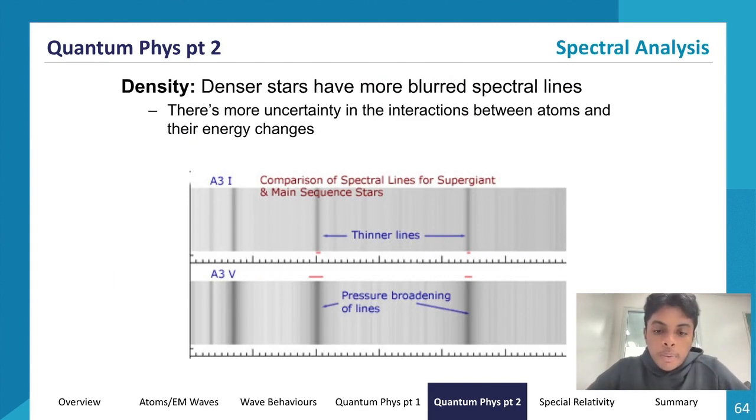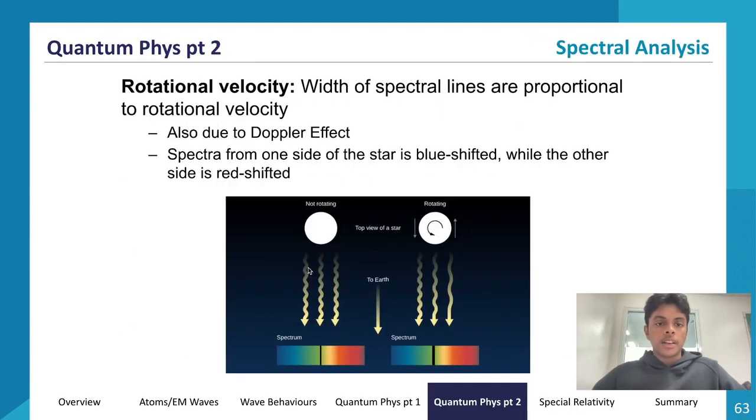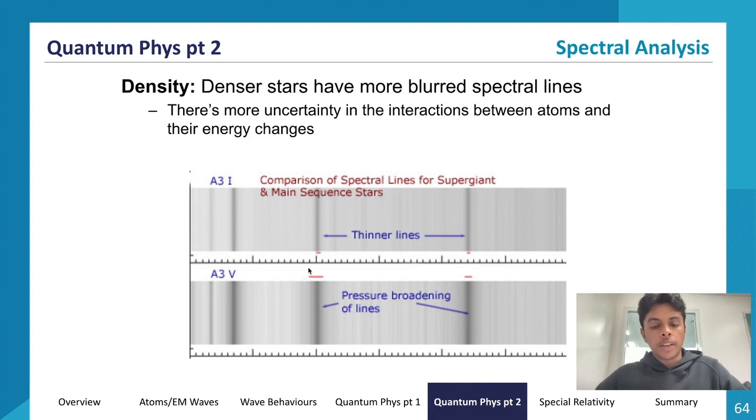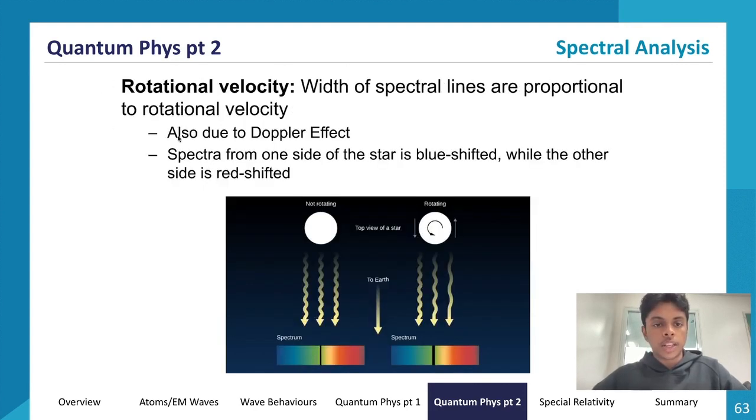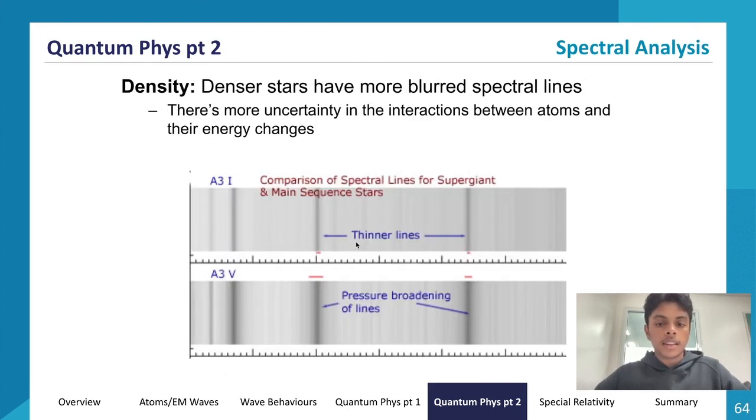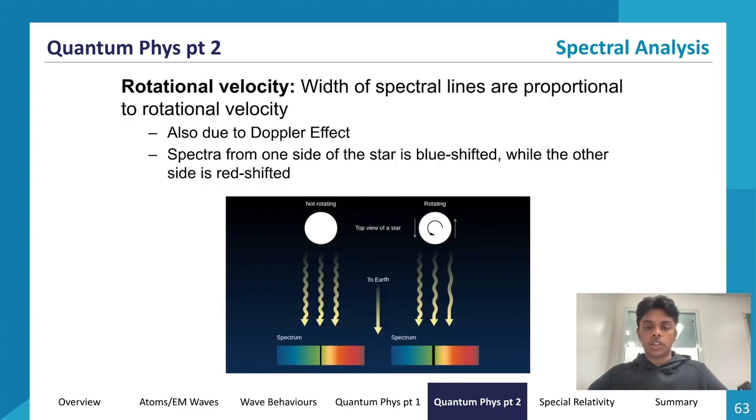We have something called pressure broadening. Denser stars have more blurred spectral lines, and there's more uncertainty in the interactions between atoms and their energy changes as well. So it broadens as well, but the difference between rotational velocity and density is that with pressure broadening it also becomes more blurry. With rotational velocity it broadens, but it's not that blurry, whereas with density the spectral lines start to blur. So that's how we can differentiate between density and rotational velocity.